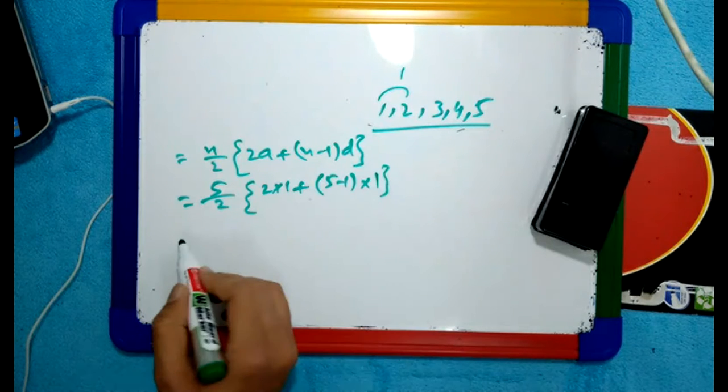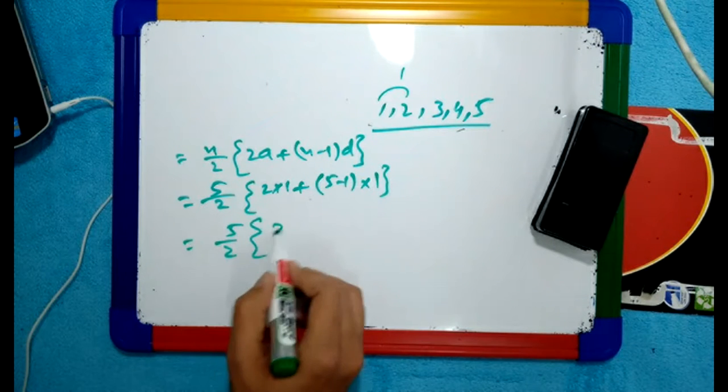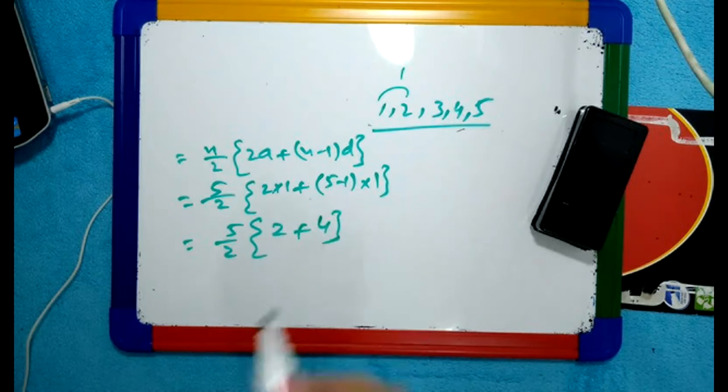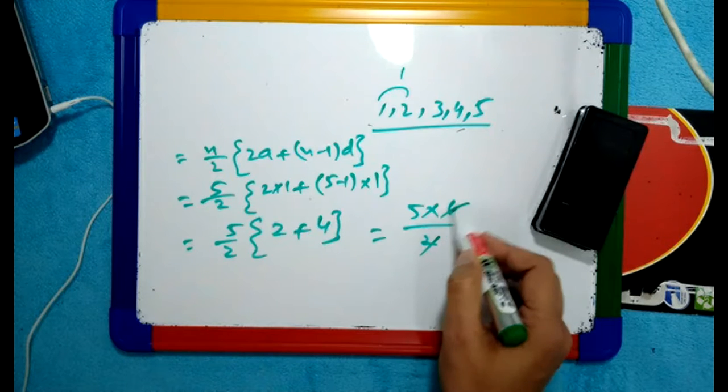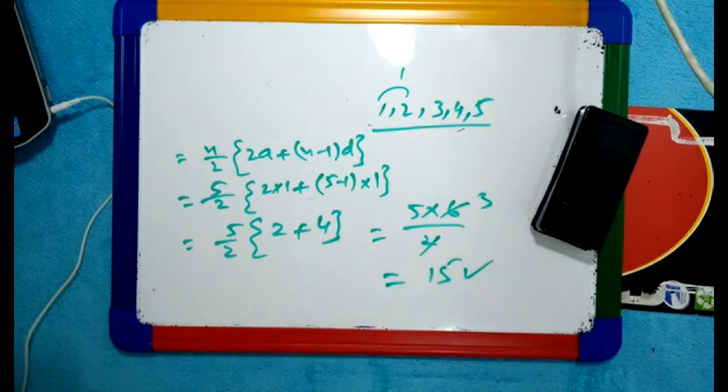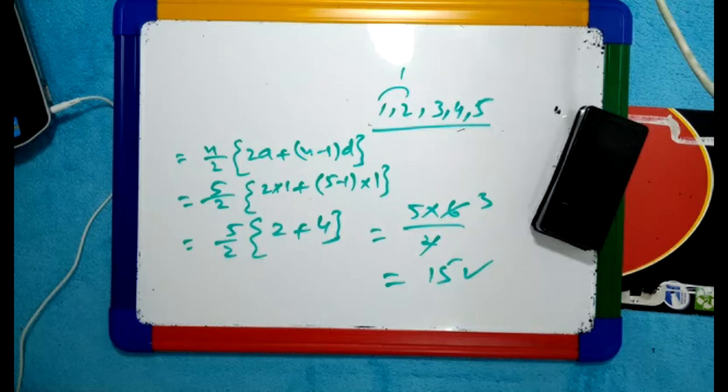Now we check this one. 5 over 2, 2 plus this one is 4, right? 5 into 6 divided by 2. Answer is 15. It works. That's done. So this is the proof of the formula. You must remember this formula so that you can apply it to the arithmetic sequence. So the two things you have done are how to recognize an arithmetic sequence and how to find the nth term, and then what was the nth term of the last question?